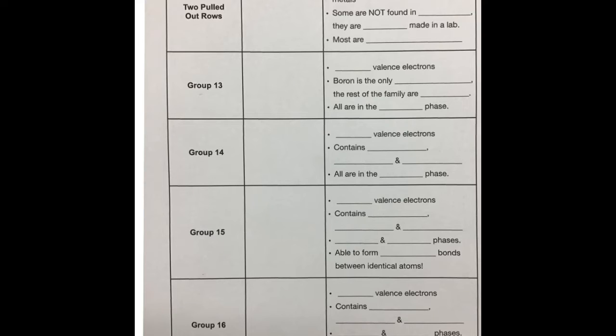More about elemental families, periodic table, notes, page 57. So we have two pulled out rows at the bottom of our periodic table, and these are known as the inner transition metals.